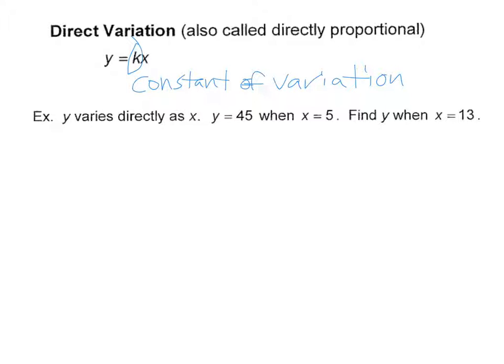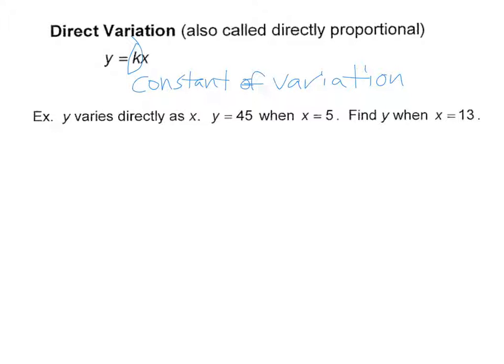Now, there's more than one correct way to solve these problems. The method I'm using first solves for k, then we rewrite the formula only filling in k, and then finally use the rest of the information given to solve for the missing variable.